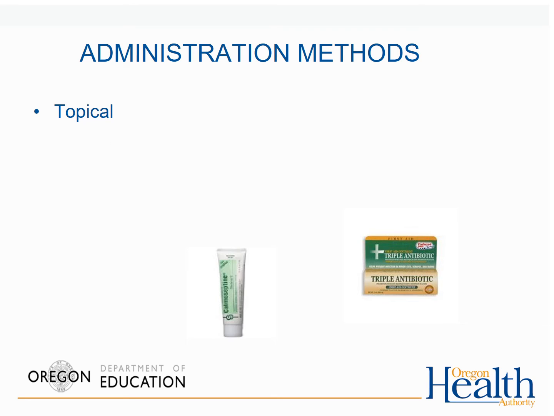Indicated on page 10 and 11 of the manual, another route is topical, or on the outside of the body. These may be creams, ointments, lotions, or patches. Common examples are triple antibiotic ointment, hydrocortisone, or calamine lotion.